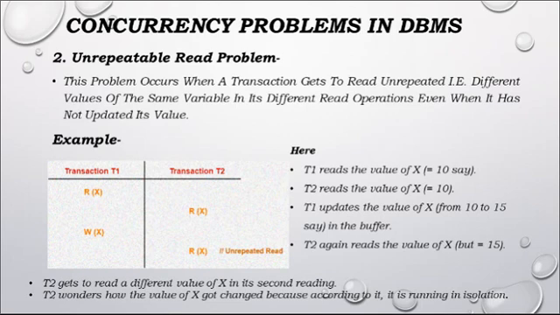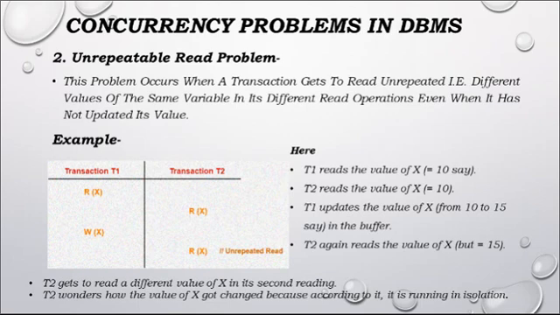Suppose in this example we also have two transactions, T1 and T2. Initially T1 reads the value of X, and then T1 again reads the value of X, which is 10 only. Afterwards, T2 updates the value of X from 10 to 15 in the buffer. Now transaction T1 again reads the value of X and sees it is 15.